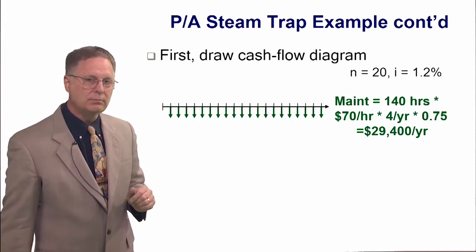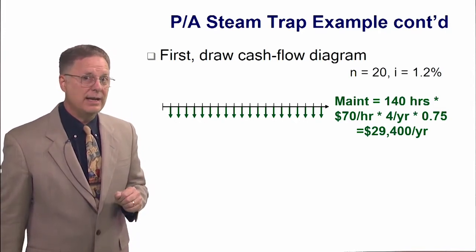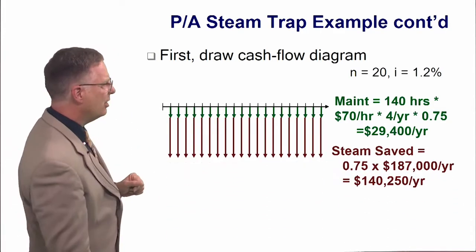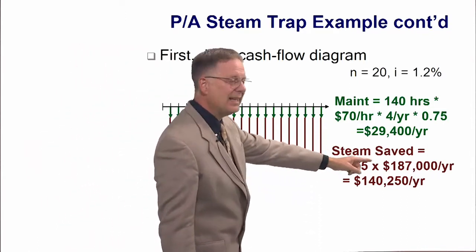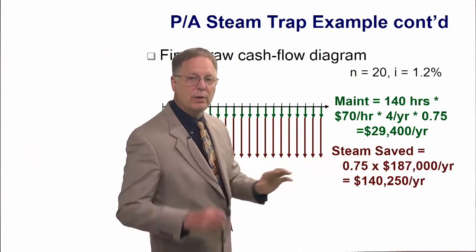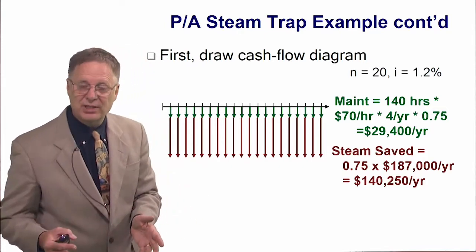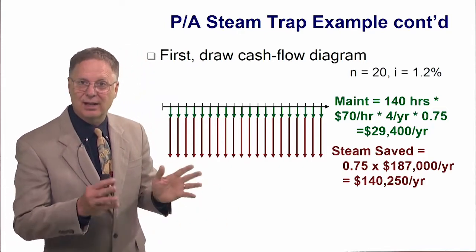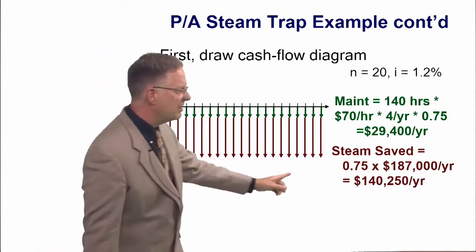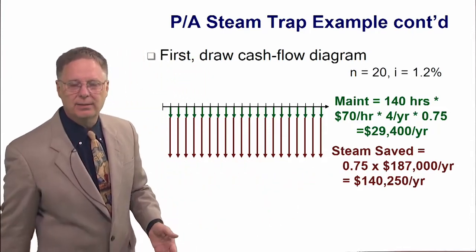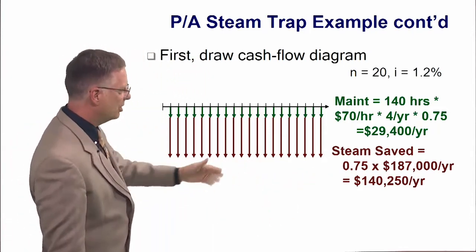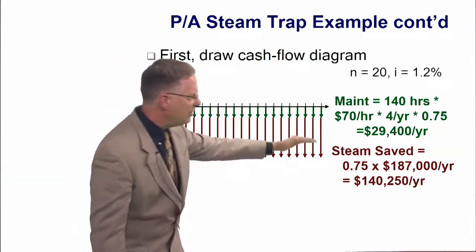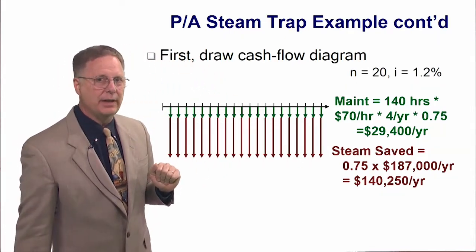Now let's throw on that energy cost. The energy cost is at $187,000. And we'd only be losing 25% now as opposed to the 187 before. So the savings is the 75%, which is 140,000. So these two are our annual savings.